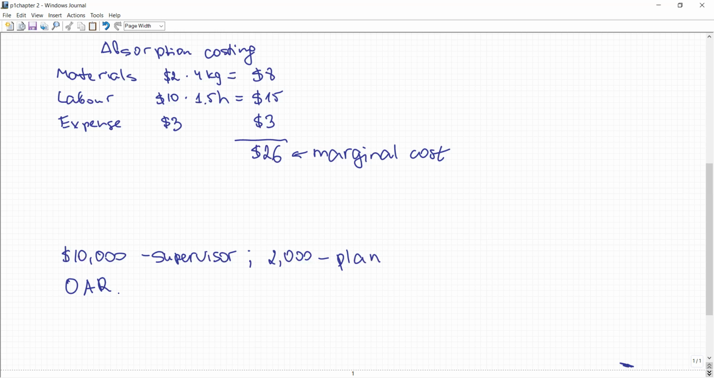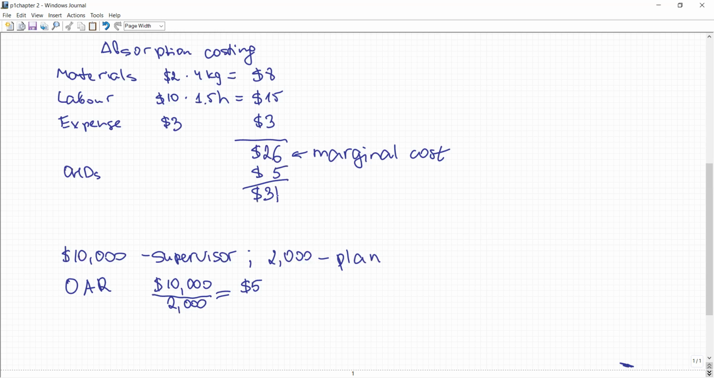So what are we going to have? We are going to have a calculated overhead absorption rate. So overhead absorption rate is going to be calculated as total budgeted spend for that overhead, which is 10,000, divided by number of units. And we are going to get $5. So overheads are going to be $5, and that gives us full cost of 31.